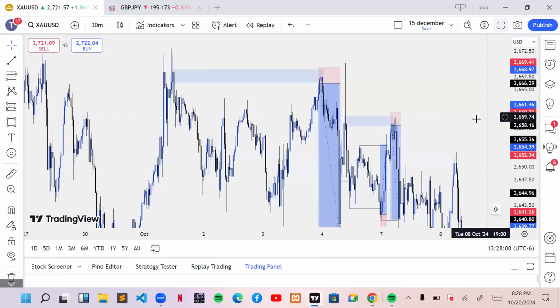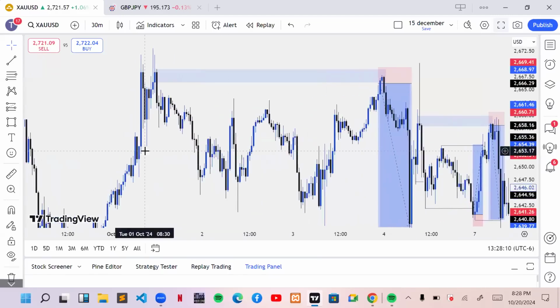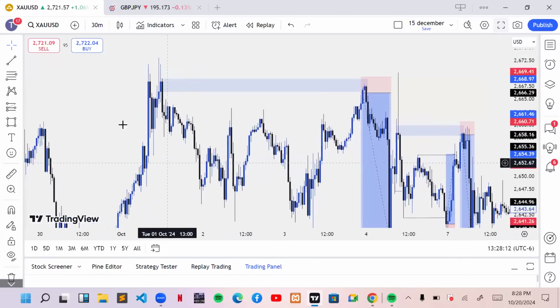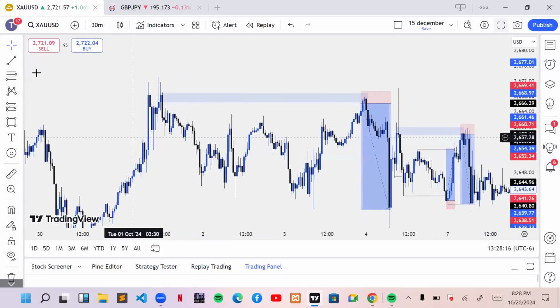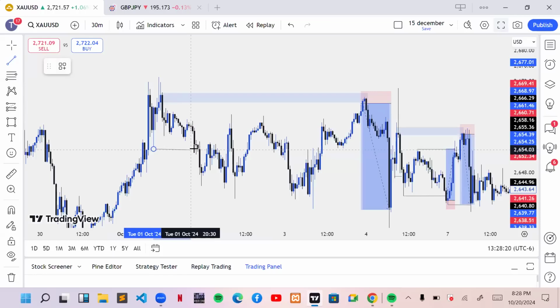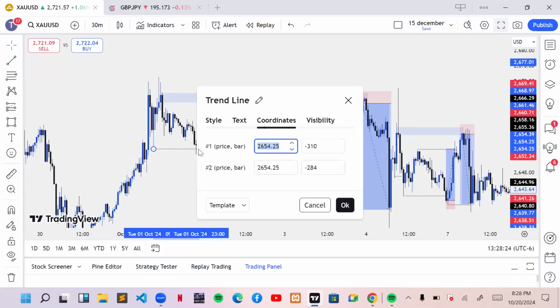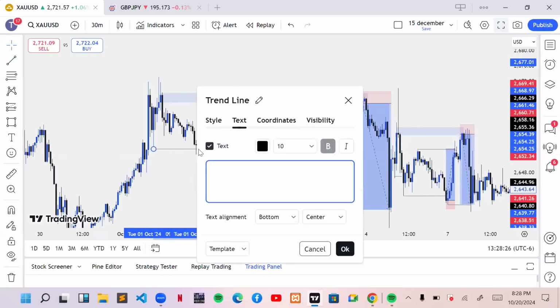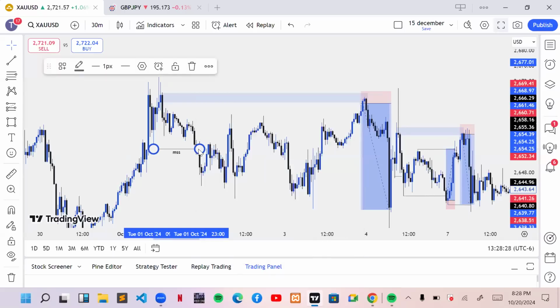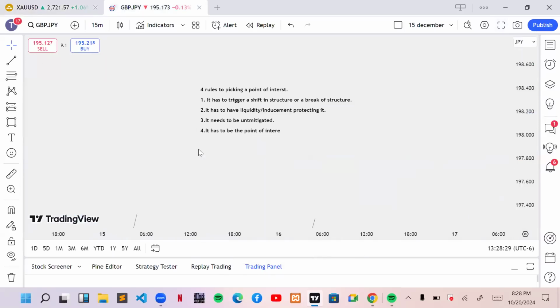You have to make sure that your point of interest triggers a shift in market structure or a break of structure. So for this particular trade that I took here, you have to notice that there was a shift in market structure right here. For each rule that I call out, I'm going to demarcate it here on the chart. So there was a shift in market structure right here. MSS.